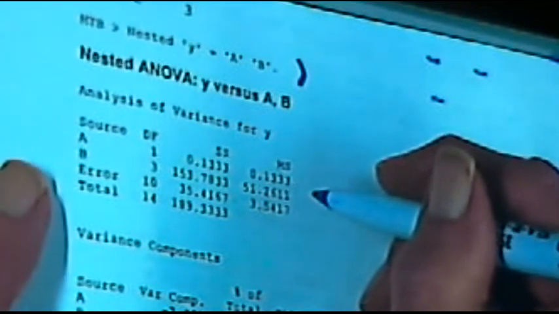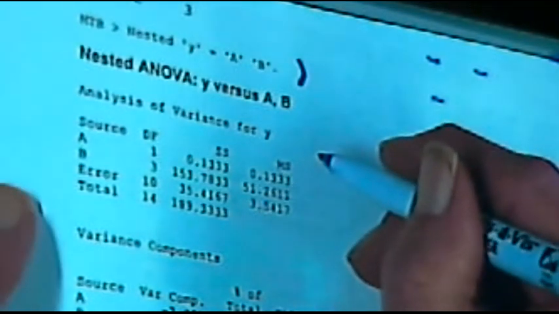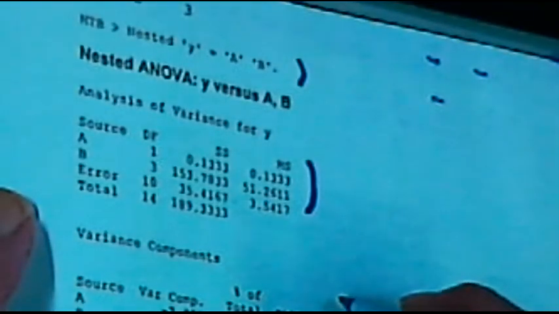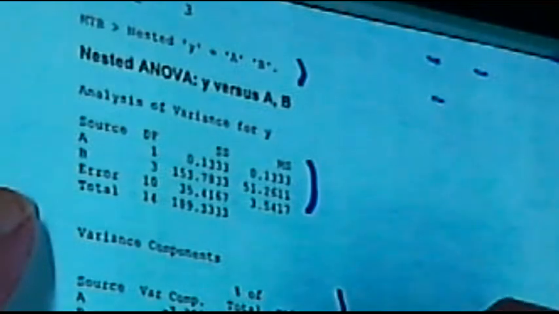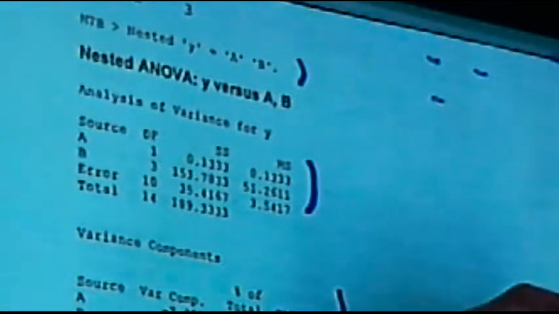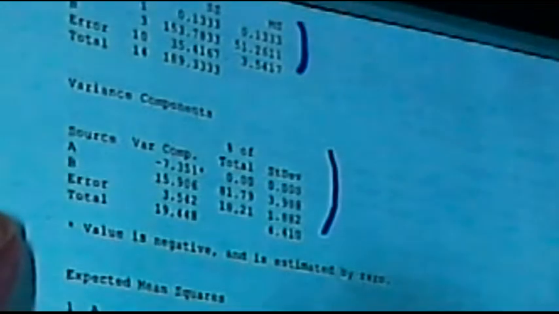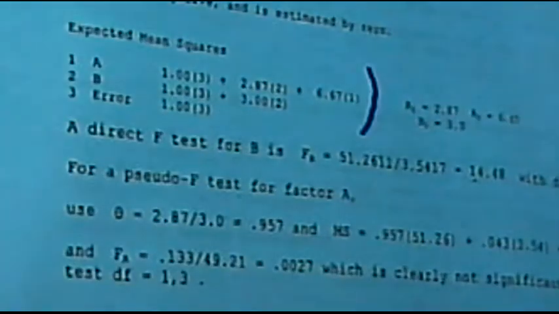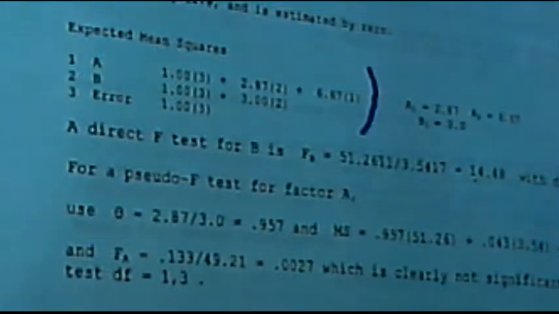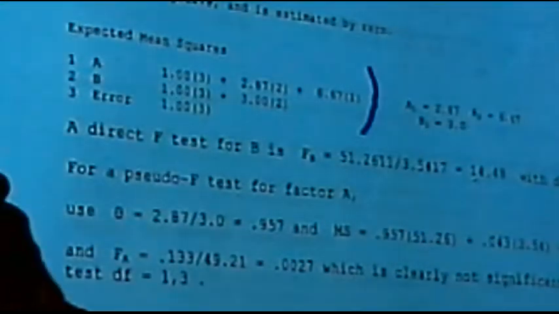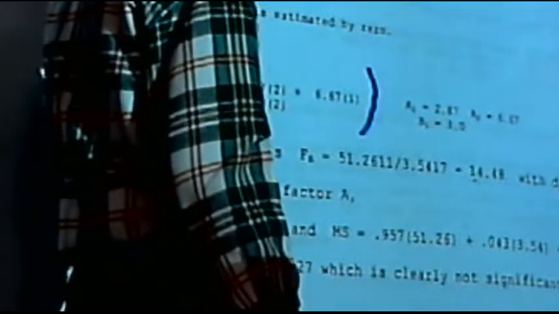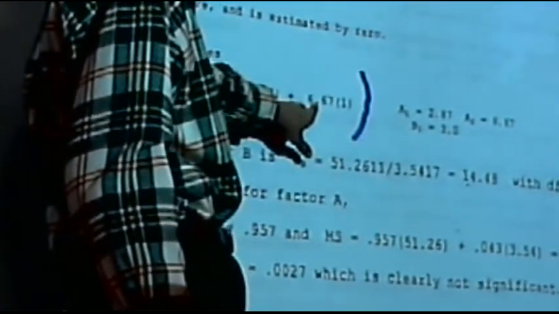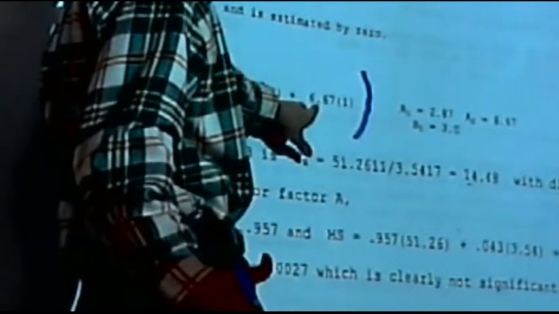There's the command it's using, and here's the table with the mean squares. It's talking about variance components, and expected mean squares given by those. And you'll notice in this expected mean squares part that these coefficients here are not necessarily nice integers as they are in the other cases that we looked at.